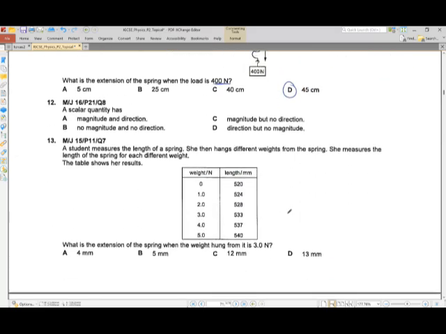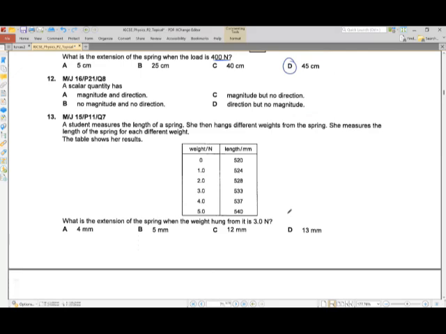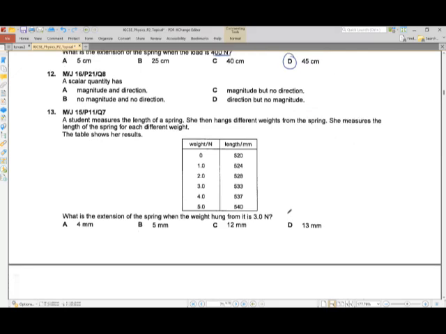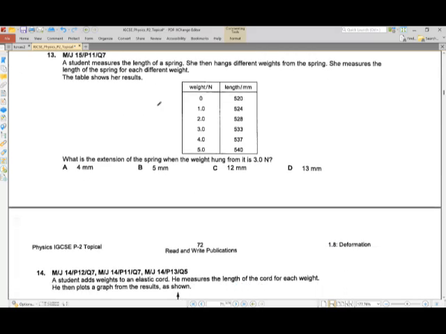Okay. Question number 12. A scalar quantity has just magnitude but no direction. That we already know. A vector quantity has direction as well as magnitude, whereas the scalar quantity just has magnitude but no direction. Okay? Question number 13.